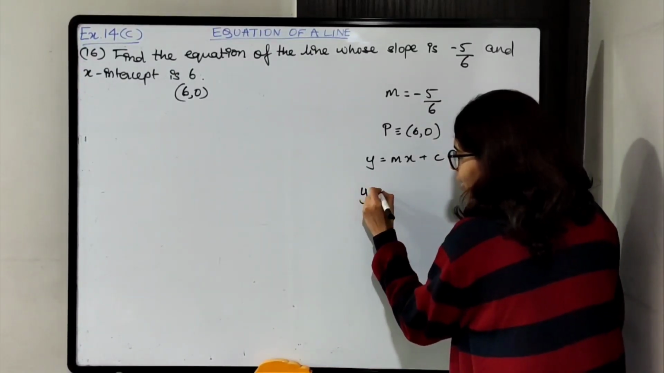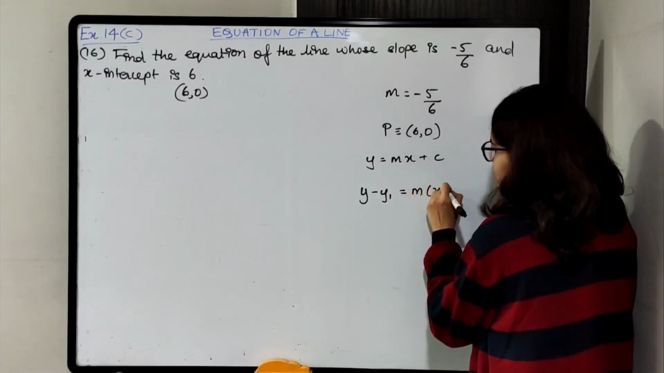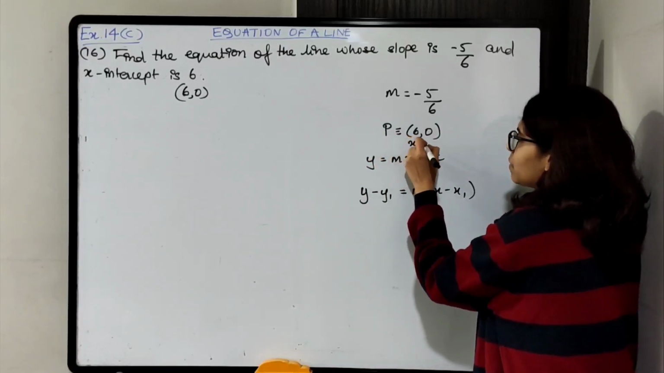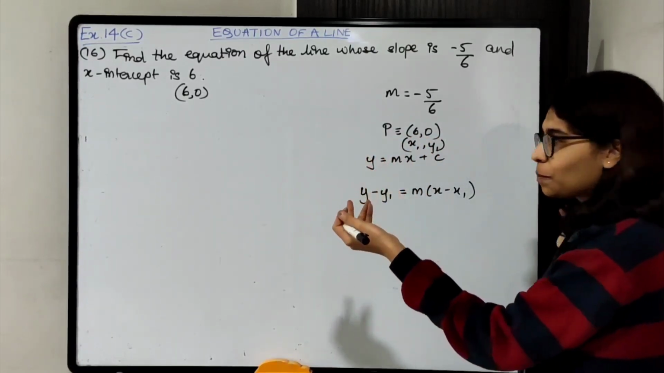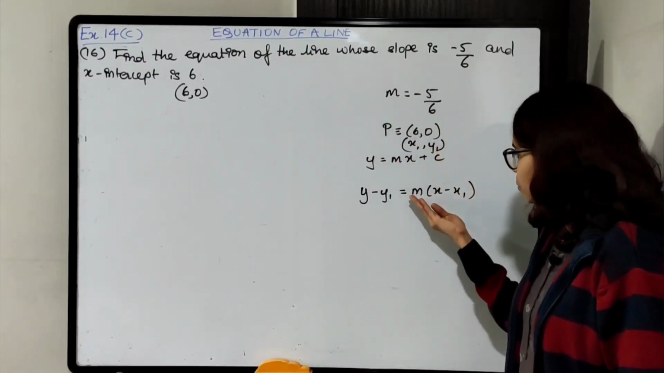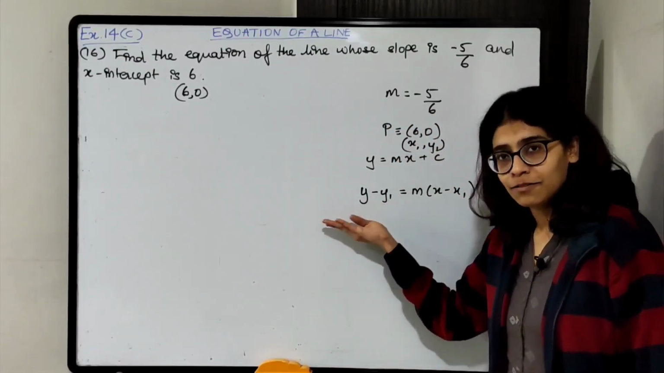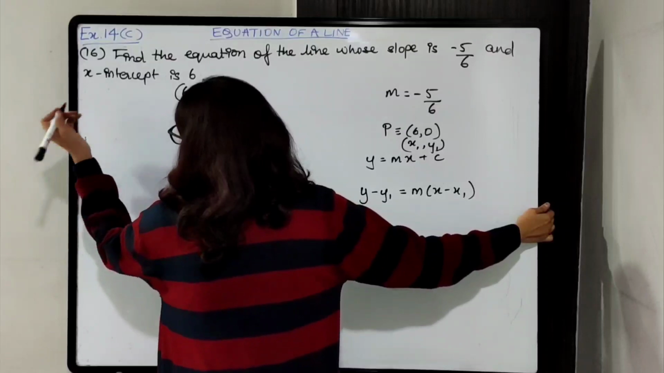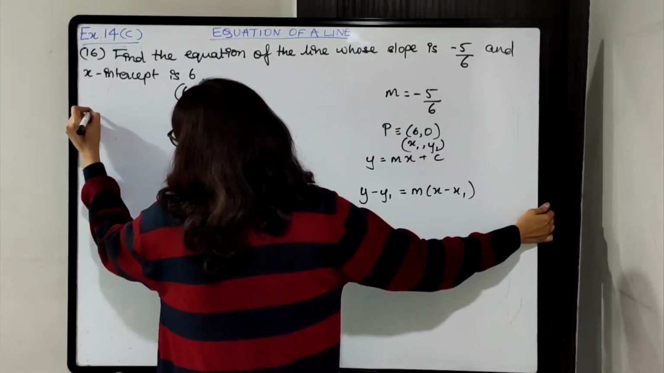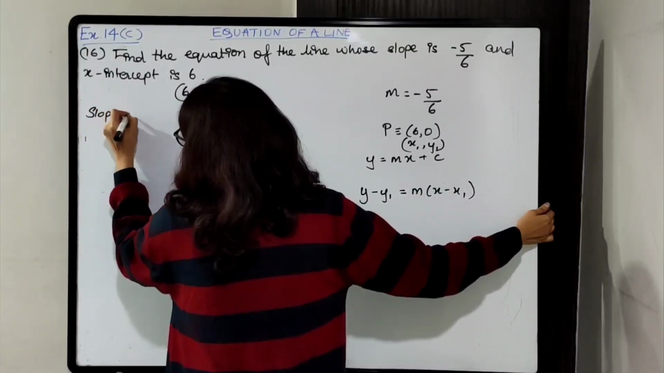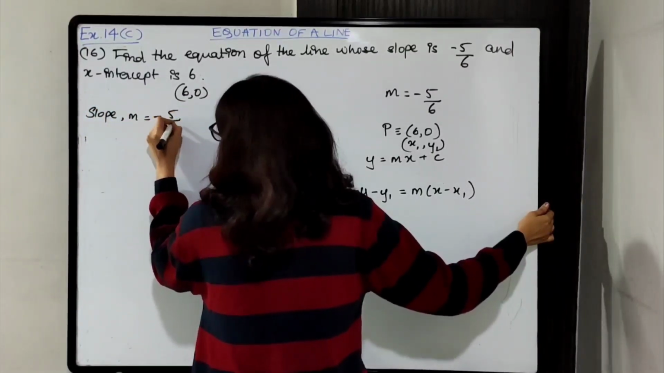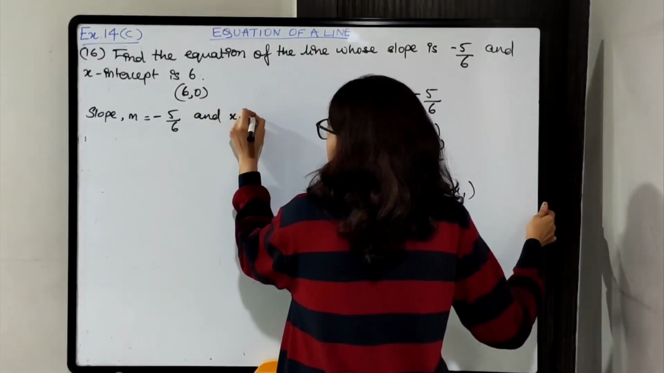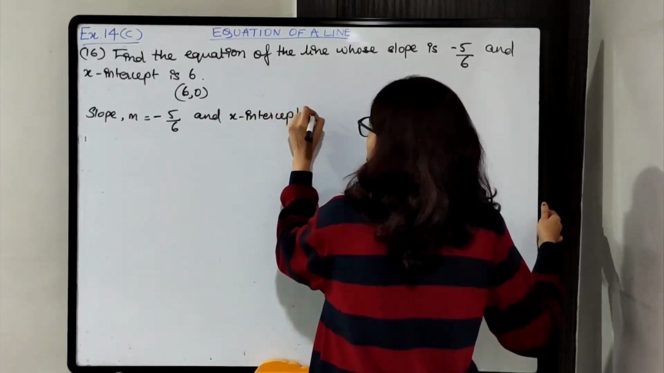And that is y minus y1 is equal to m into x minus x1. You know x1, y1, one will be x1, other will be y1. Okay, and you know the value of m also. Put the values of m, x1, y1 and find out the equation of the line. It's very easy. Okay, so first write down the given information. Slope, that is m is equal to minus 5 by 6 and x-intercept is equal to 6.